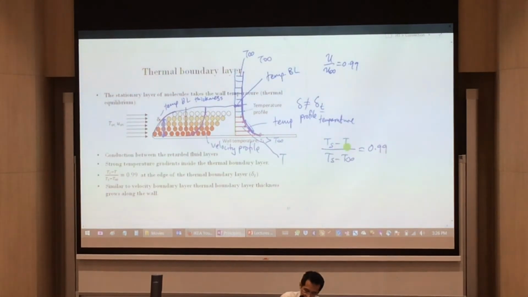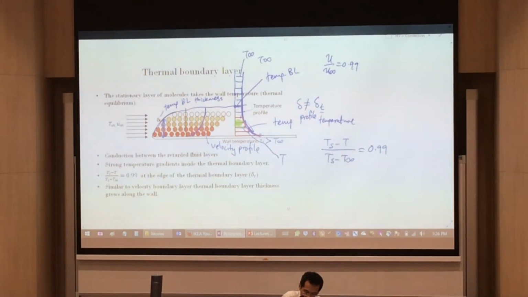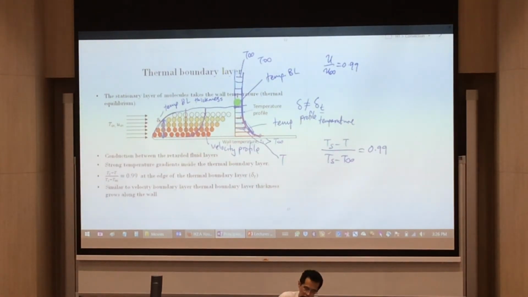Ts minus T: Ts is the temperature at the plate, minus any of the temperatures that you're considering over here. Take that difference and divide by the range of temperature difference. It must be 99% of that. Then that's the point that we consider our thermal boundary layer. Okay, take some time to have it sink in.